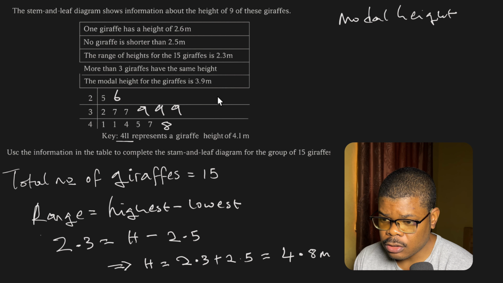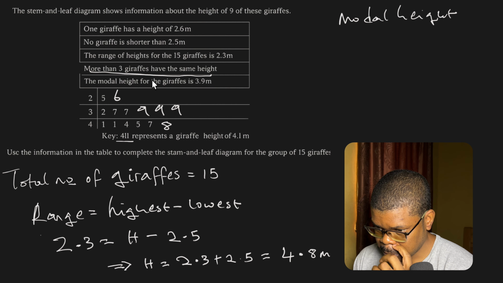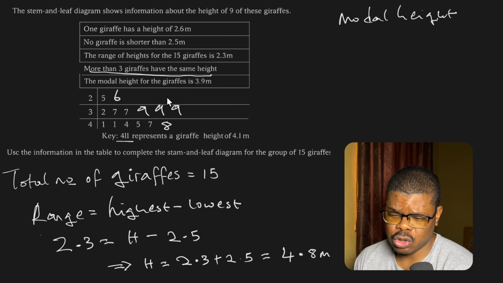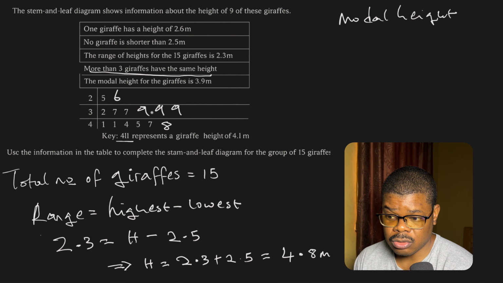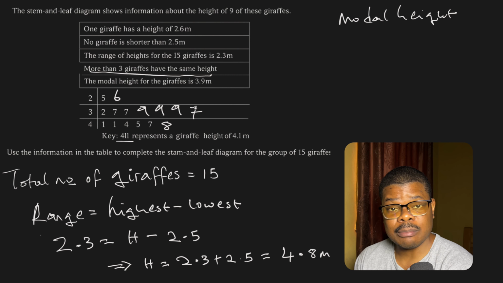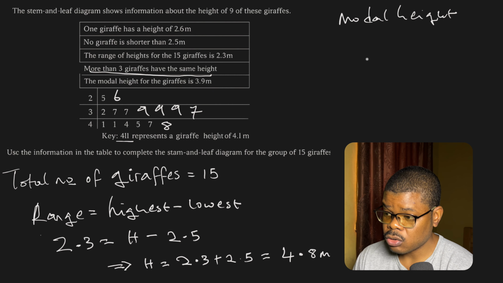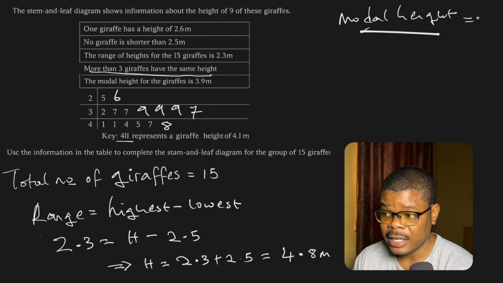So let us go back to this one. It says that more than 3 giraffes have the same height. More than 3 giraffes have the same height. So this should be it. It has to be 3.9, because we cannot say it is 3.7, because if we say it's 3.7, then 3.7 and 3.9 have the same frequency. No, but we are told that the modal height is 3.9 already. So 3.9 has to be the modal height.